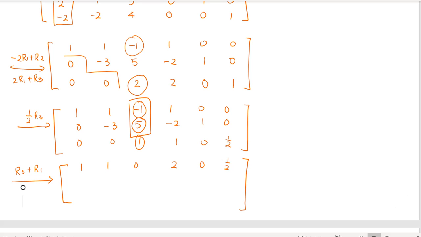And then how do we kill this 5? We use -5 R3 added to R2. And then 0, -3. Okay, 5 minus 5 is 0. -2 minus 5 is -7. 1 minus 0 is 1. 0 minus 5 times 1/2 is -5/2.